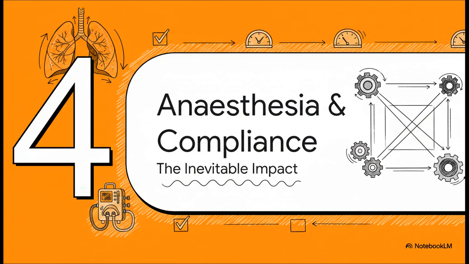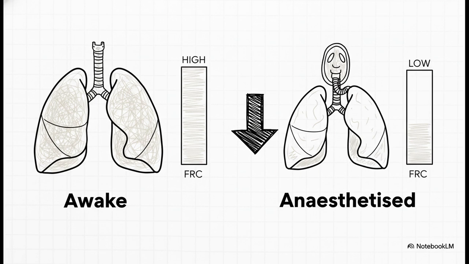And that brings us to the most important part for us. Section 4, anesthesia and compliance. How does what we do in the operating room directly impact all of this? Now, if there's one thing you take away from this whole explainer, let it be this. General anesthesia is not physiologically neutral. It inevitably, and I mean always, reduces a patient's lung compliance and their functional residual capacity, or FRC. This isn't some rare complication. It's an expected change we have to manage.